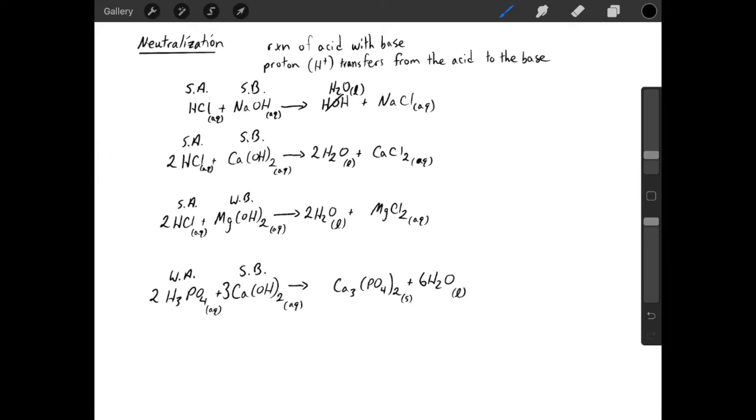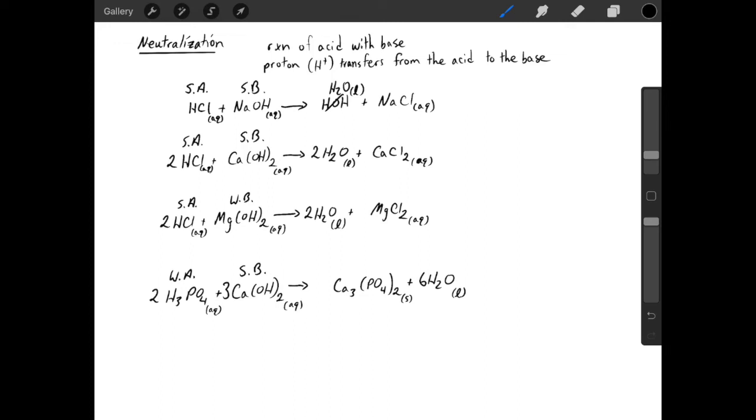So a commonality between all of these different examples is that whenever you have an acid reacting with a metal hydroxide, you make a salt and water. Each of these examples gives you water as a product and some ionic salt as the other product. And while this is certainly a very common type of reaction, not every reaction will be quite as clean.